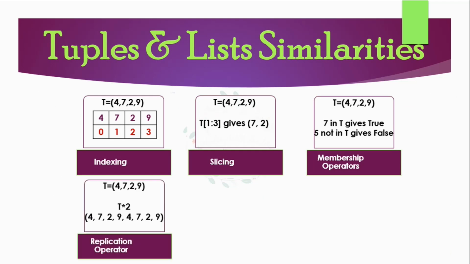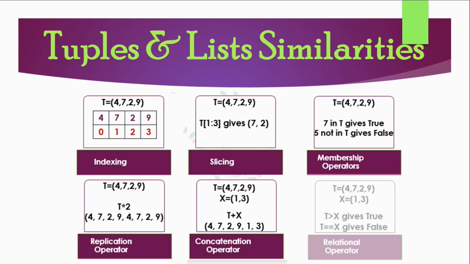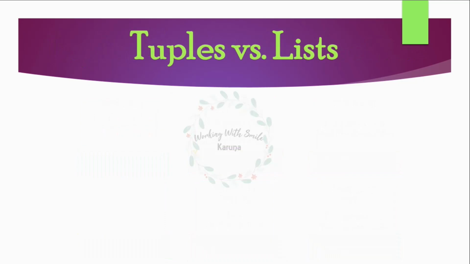Replication operator, which duplicates the value of a tuple. Concatenation operator, which will join two or more tuples. And the last one is the use of relational operators to compare two or more tuples. Now we have differences between tuples and list.